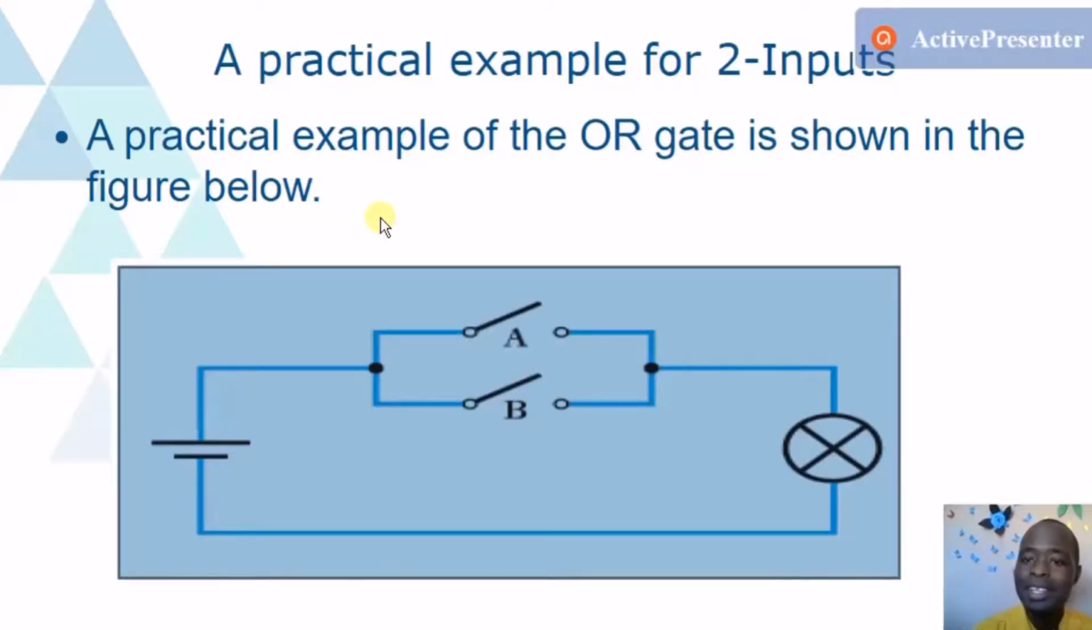Let's look at the practical example for 2 inputs. A practical example of an OR gate is shown here. Look at it.